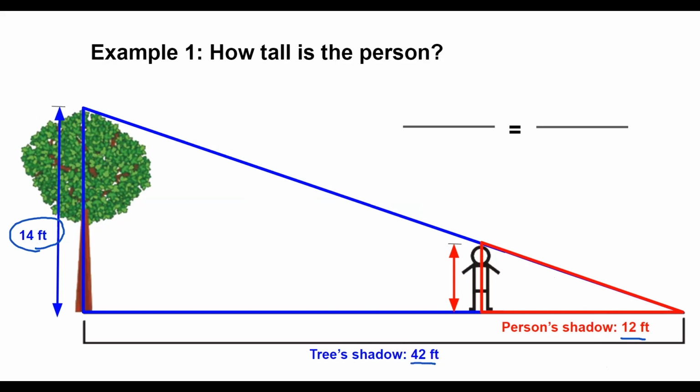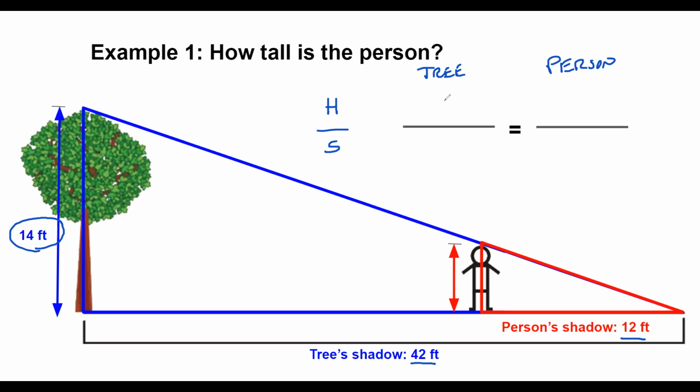So let's set up our proportion. Our tree, so once again, we're going to put the height over the shadow, and we will start with the tree here, and we will do our person here.